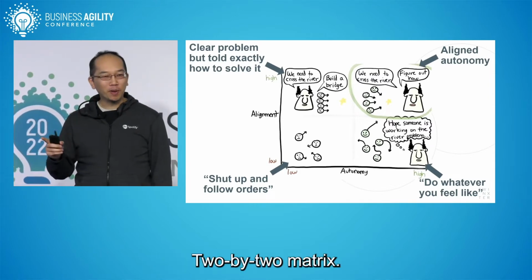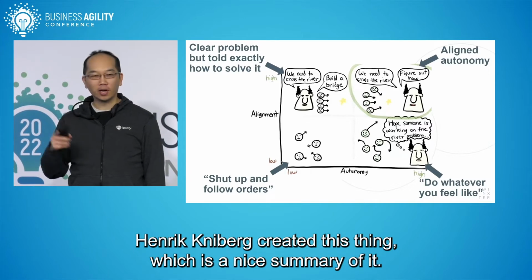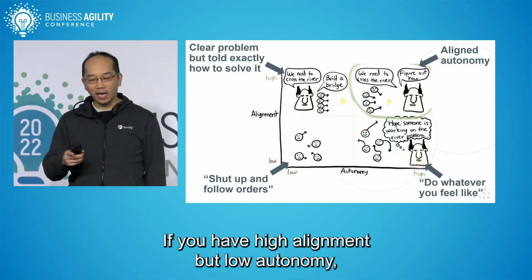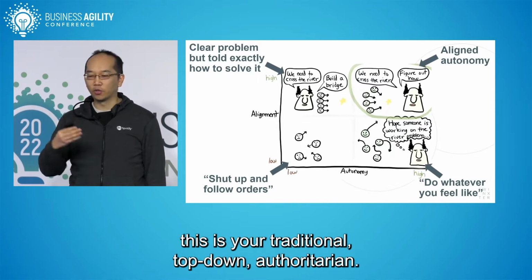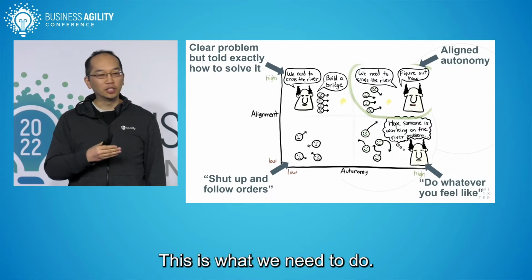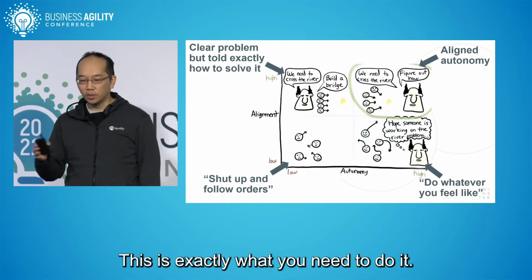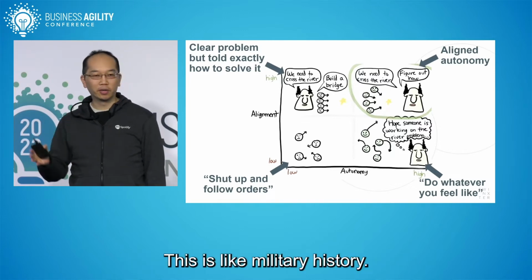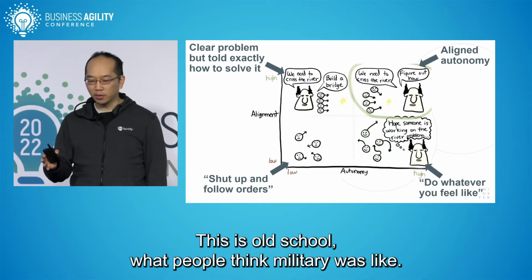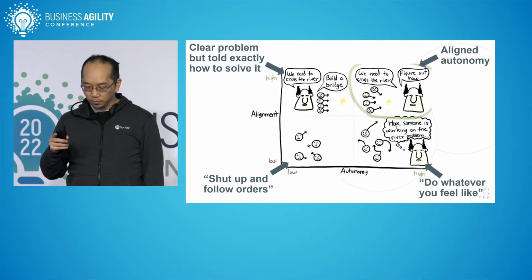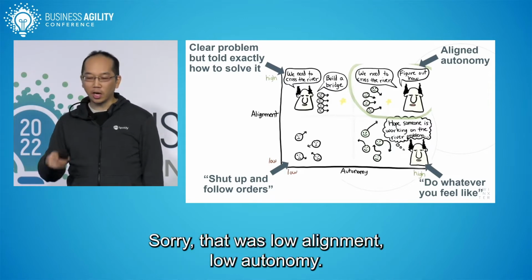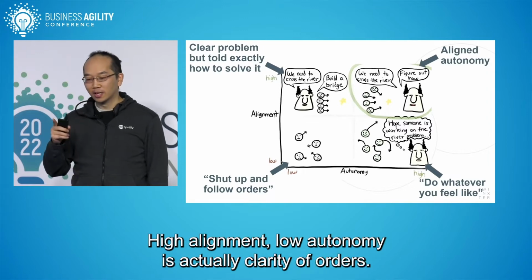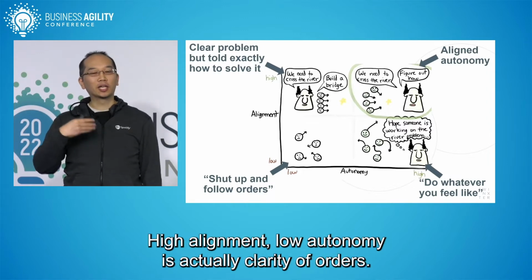Okay, so 2x2 matrix. This is Henrik Kniberg who created this thing, which is a nice summary of it. So if you have high alignment but low autonomy, this is your traditional top-down authoritarian. This is what we need to do. This is exactly what you need to do. This is like military history. This is old school, what people think military was like. Oh, sorry, that's low alignment, low autonomy. High alignment, low autonomy is actually clarity of orders.